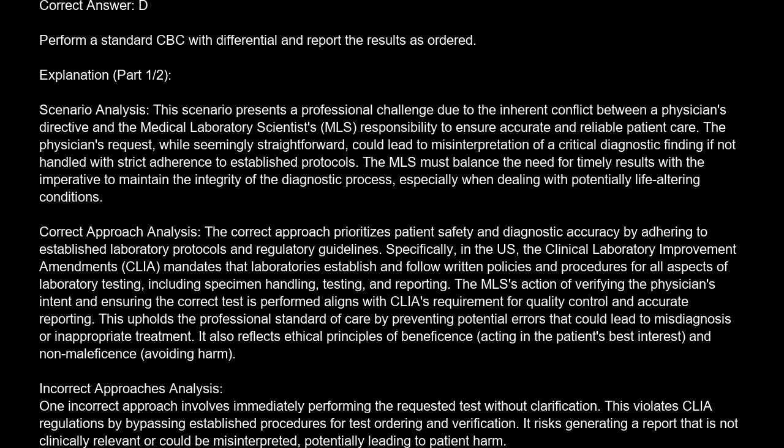This upholds the professional standard of care by preventing potential errors that could lead to misdiagnosis or inappropriate treatment. It also reflects ethical principles of beneficence, acting in the patient's best interest, and non-maleficence, avoiding harm.